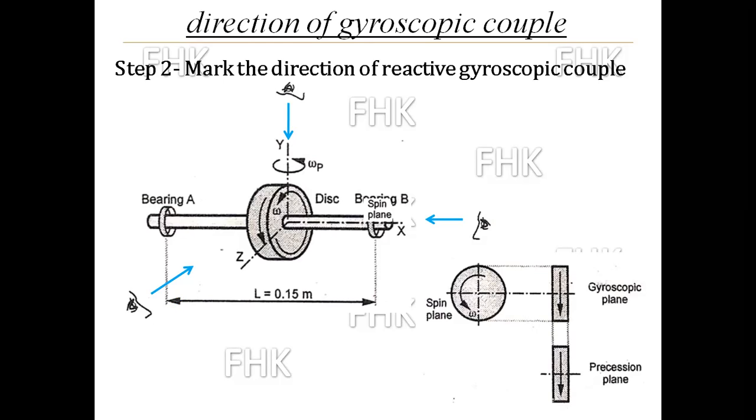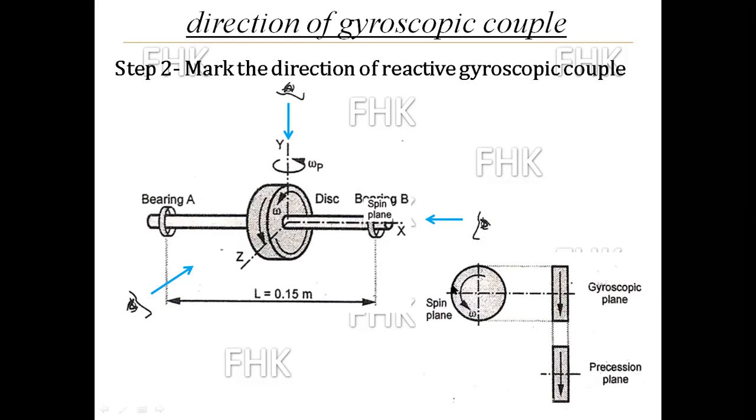You have to clearly identify which plane is a spin plane, which plane is a precession plane, which plane is a gyroscopic plane. If you make a mistake in finding the spin plane, precession plane, and gyroscopic plane, your complete problem will be wrong in further steps. And the remaining third plane, which is mutually perpendicular to both the planes, is a gyroscopic plane. So this front plane will become a gyroscopic plane. Front view of the disc becomes a gyroscopic plane. Okay, clear?